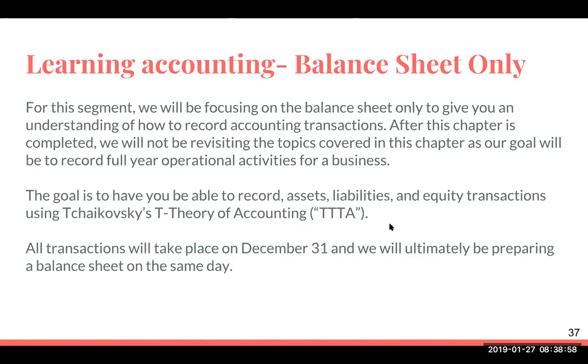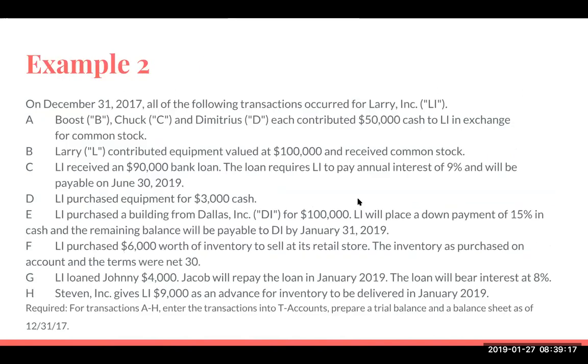With this question and with all of our questions, we're going to be using Tchaikovsky's T theory of accounting, which essentially is my way of helping you record transactions into T accounts. All of our transactions will be taking place here on December 31st, and we're going to be preparing a balance sheet. So here's our second example. On December 31st, 2017, all the following transactions occurred for Larry Inc. And here's A through H. So we've got a total of 8 transactions. So we're now going to jump to a Google Sheet.